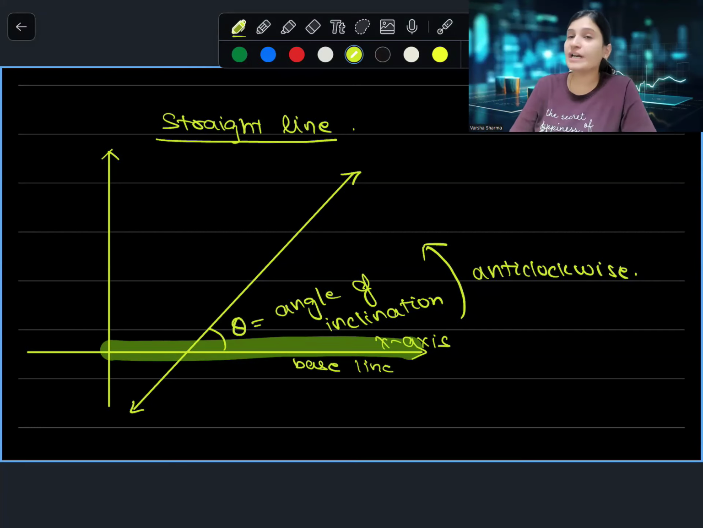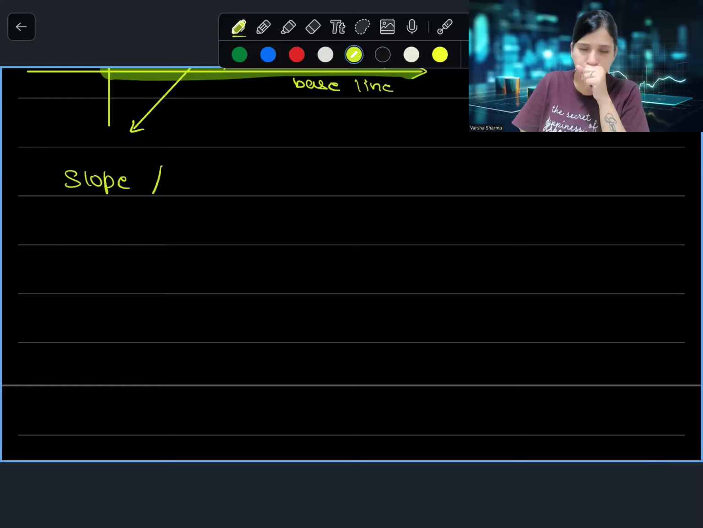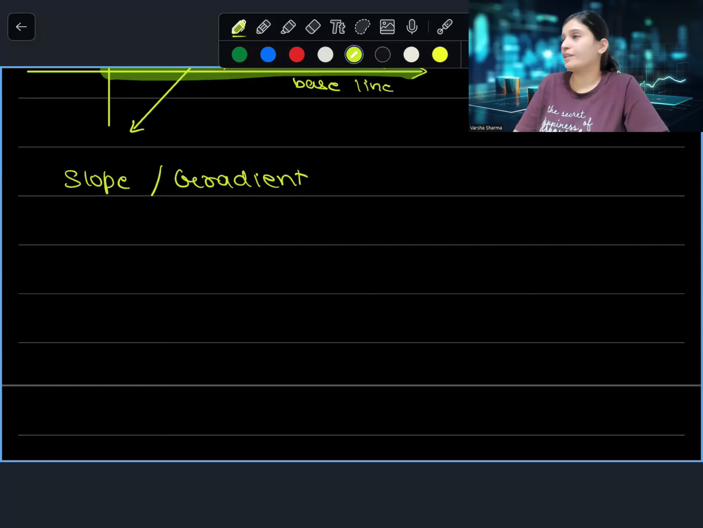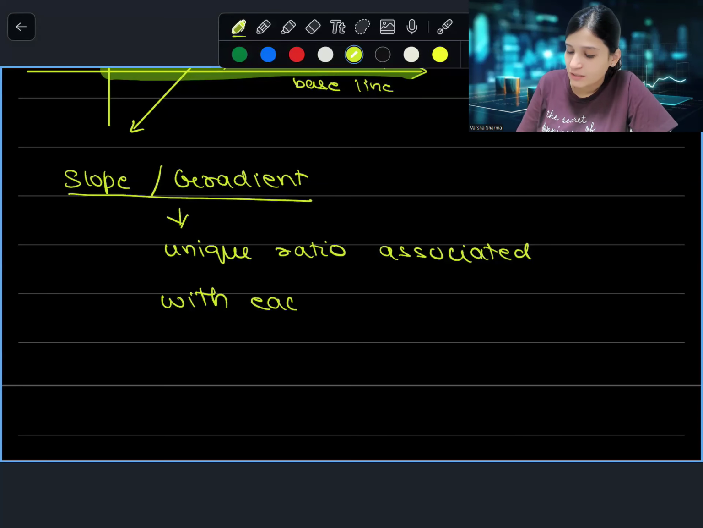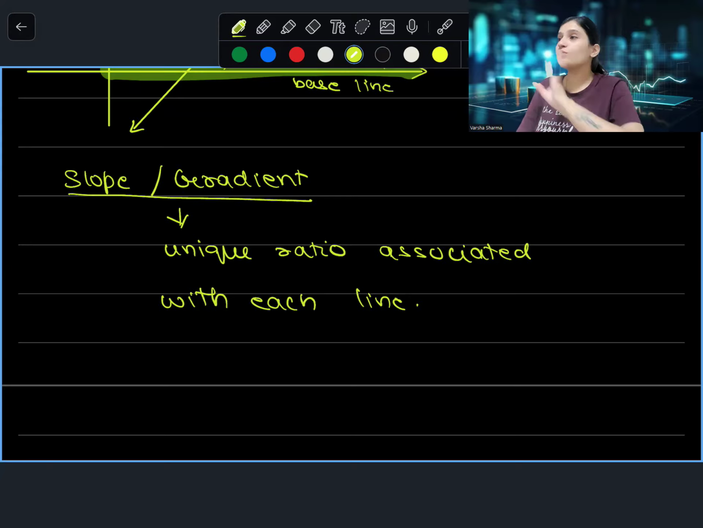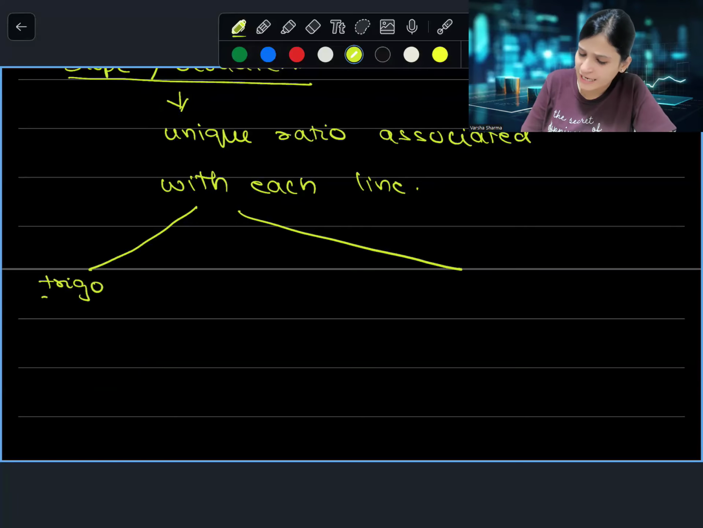Okay, now with the straight line, if you remember class 11 chapter, in straight line, the first and foremost thing that we talk about is slope or gradient of a line. Now, slope or gradient is a unique ratio associated with each line. And this ratio can be obtained in two ways. One, with the help of trigo. We won't need that much.